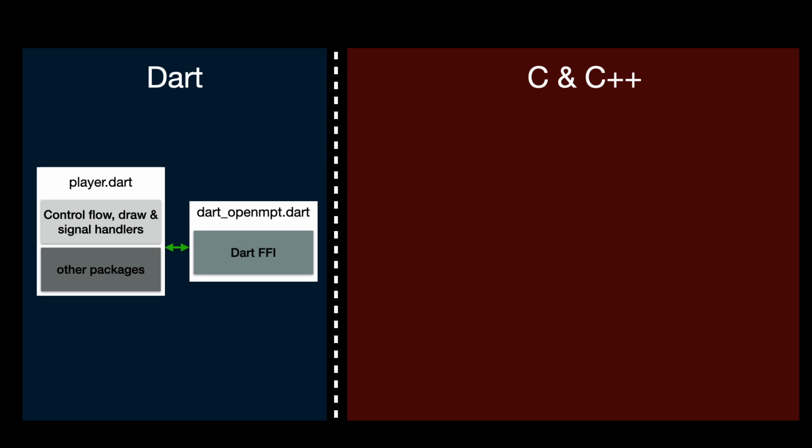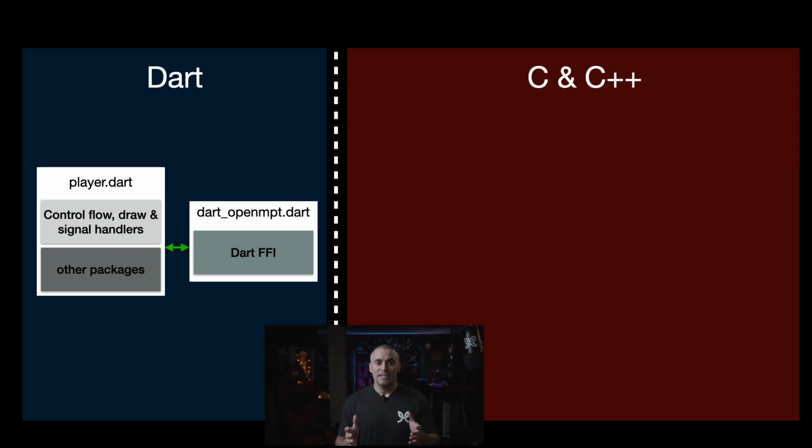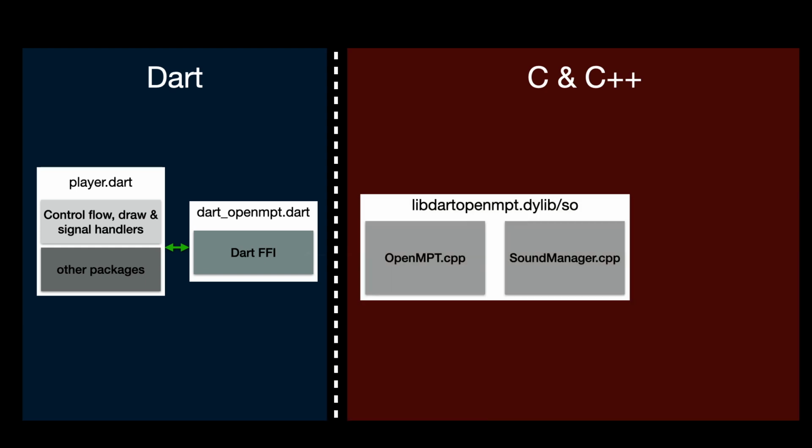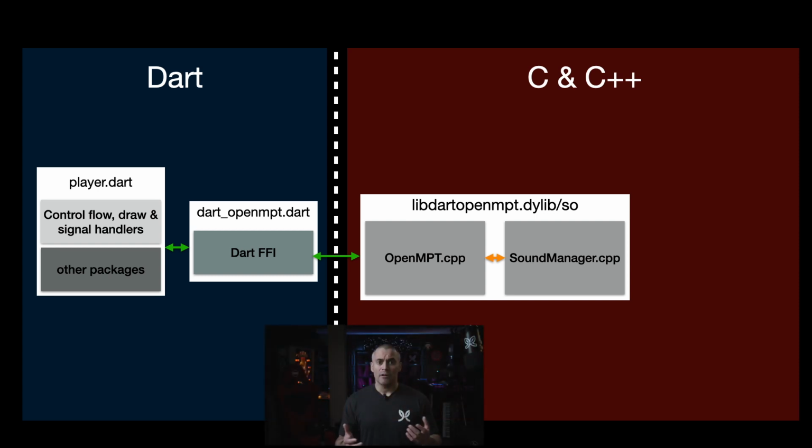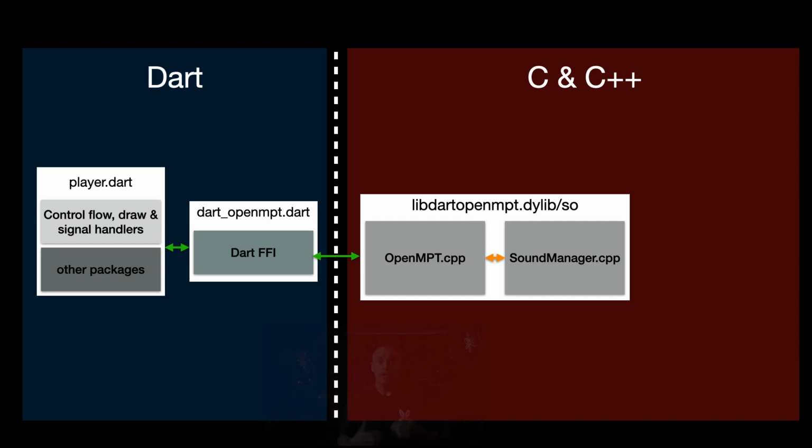This main program depends on a utility called Dart OpenMPT. Dart OpenMPT is responsible for brokering communication between the C and C++ side using what's called Dart FFI. It depends on something called lib.dart OpenMPT, which is a compiled C++ library that we created. Lib.dart OpenMPT contains two files, OpenMPT-CPP and SoundManager.cpp.